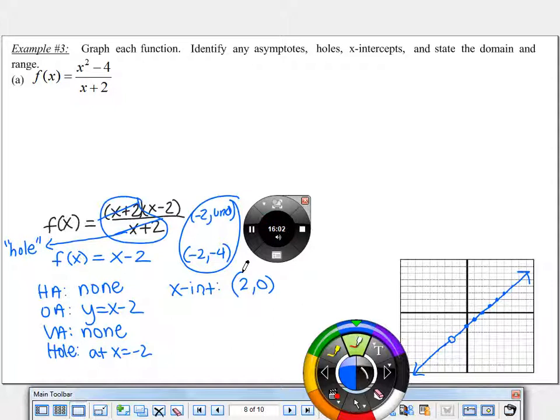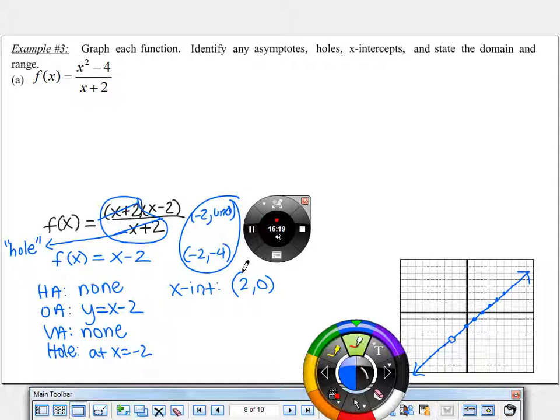Which, notice, is just the single X-intercept that's left after you simplified. If you set the numerator equal to 0 originally, you would have got +2 and -2. But at -2, there's actually a hole in the graph, so there's no X-intercept. So think about it when you're done.